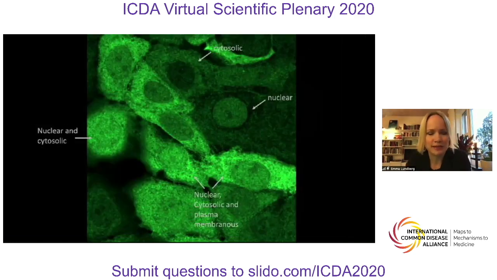So to give you one more specific example, this is one immunofluorescent image of genetically identical cells where we stained one protein with one antibody.